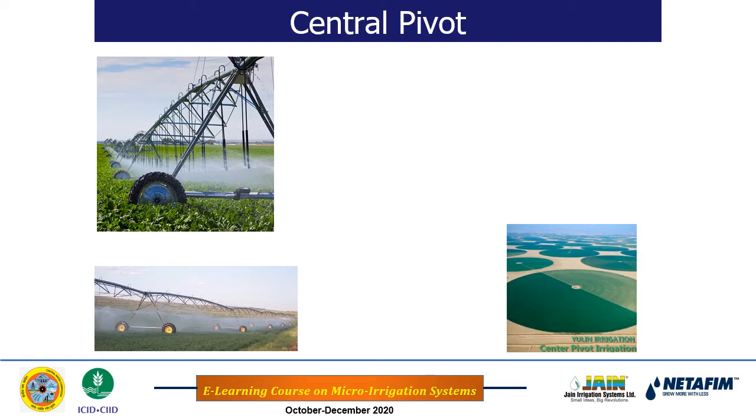So when the land holding is very large and the crop to be irrigated is the same, then we can adopt this central pivot irrigation system. So in short, this is all about the sprinkler irrigation system. The first system was the conventional sprinkler, which is normally adopted at the small farmer or marginal farmer level.